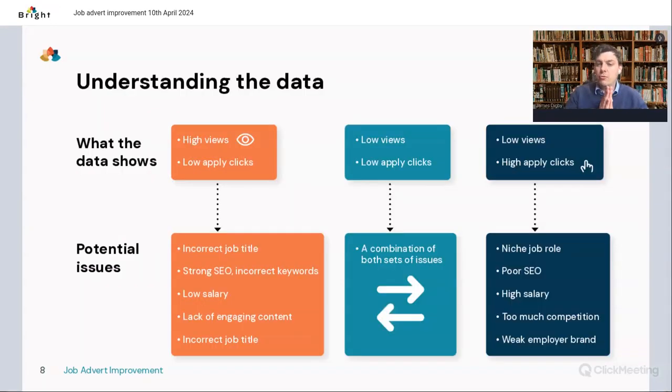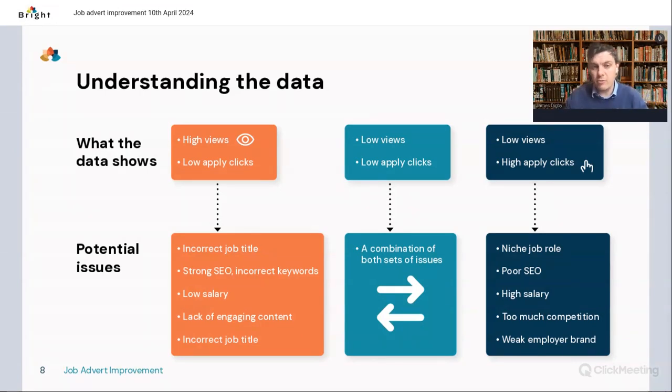You may well be falling short in terms of the number of views and the number of apply clicks that you get, but in the vast majority of cases, it's a case of you either having a high number of views and a low number of apply clicks, or a low number of views and a high number of apply clicks. So this is really how you can analyze your job advert data.